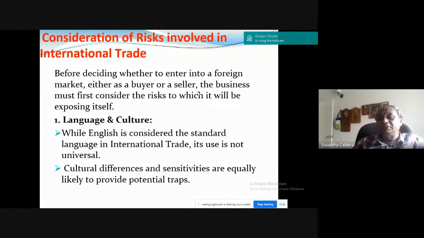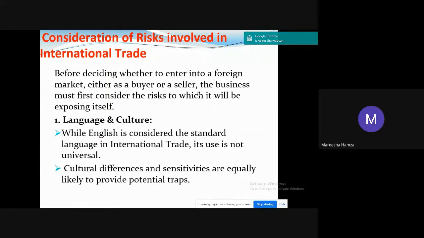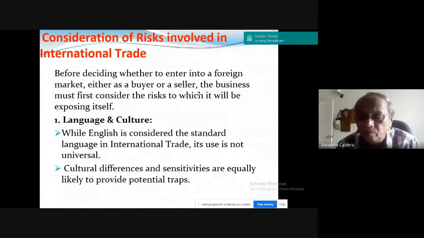One of the areas which the customer has to consider is the language and the culture. What is the most popular language in LC business? What is the standard language in LCs? English. English.